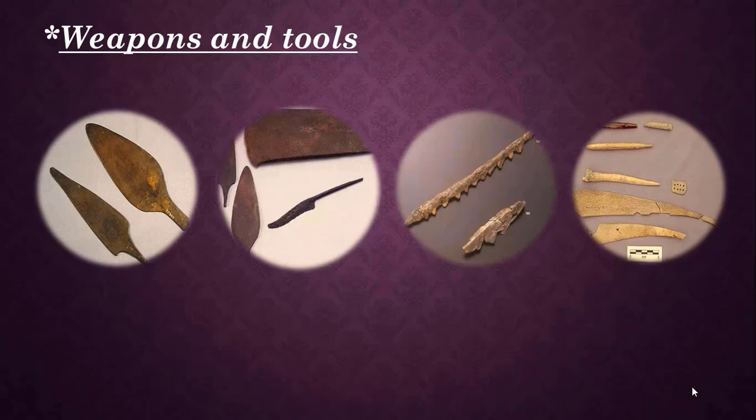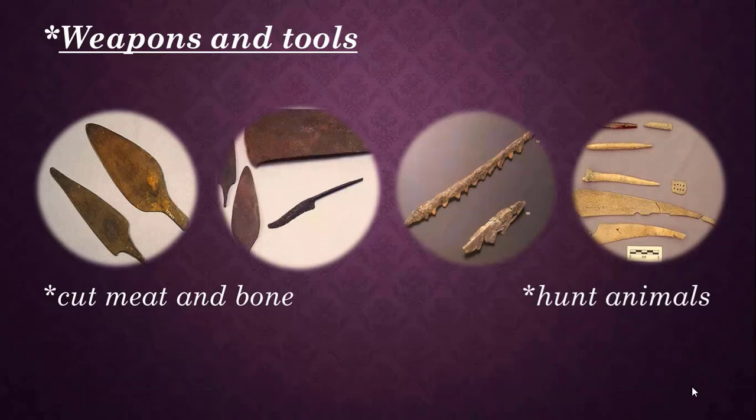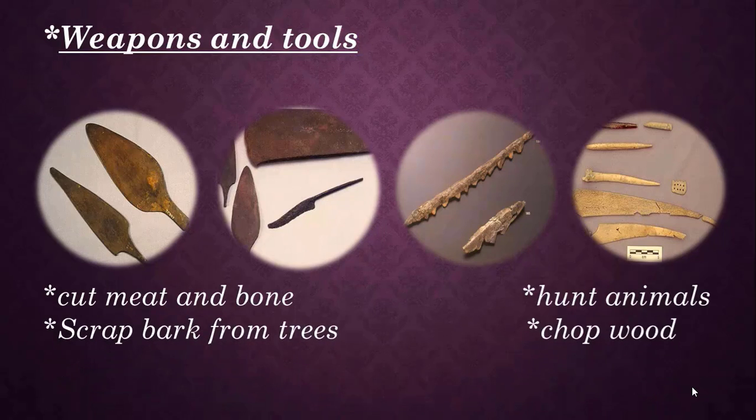Moreover, they used these tools to cut meat and bones, to hunt animals for food and materials such as leather, to scrape the bark from trees, and to chop the wood which was used as firewood. Some tools made of bronze and stone have also been discovered, which were used mainly in the art and craft industry instead of any violence.